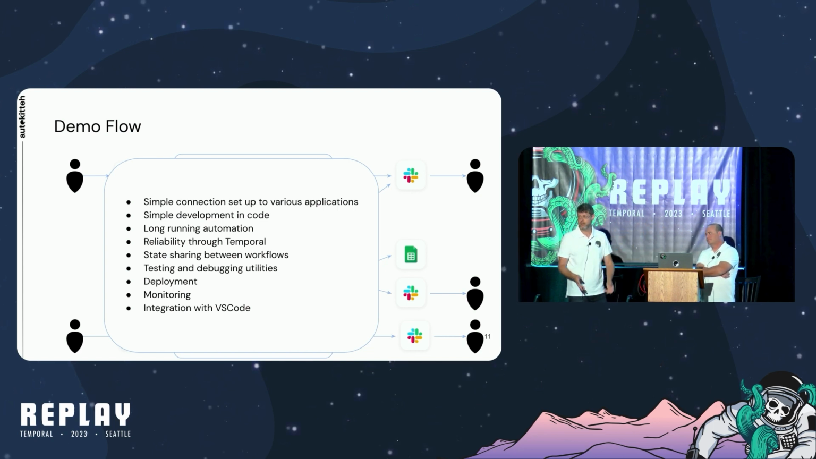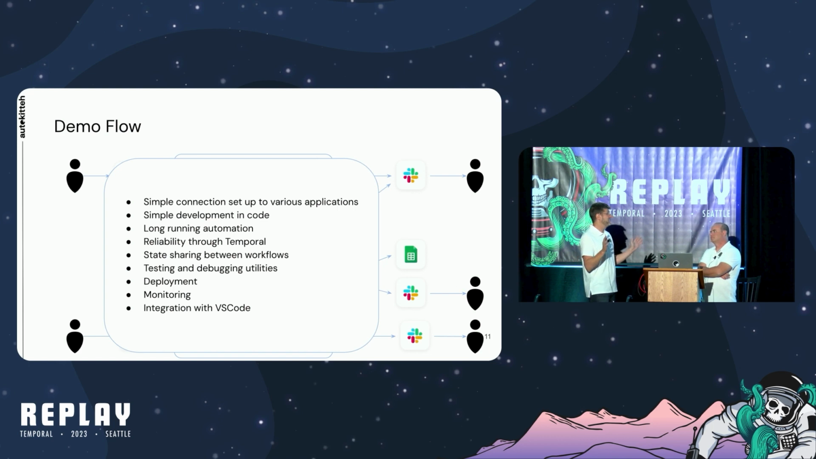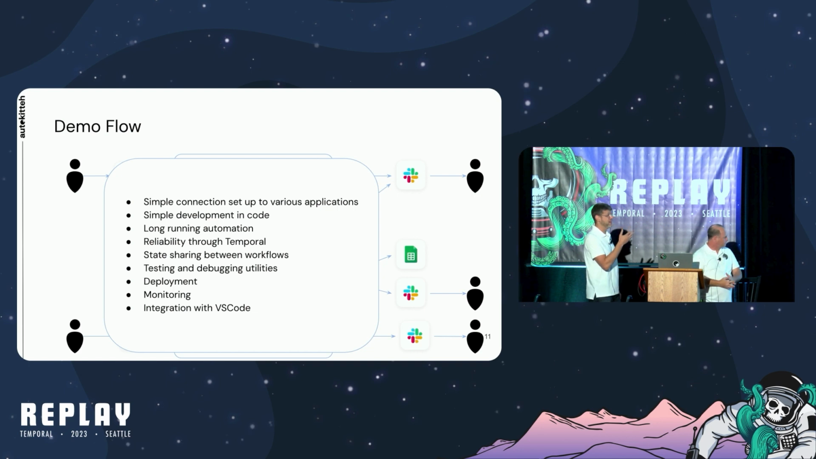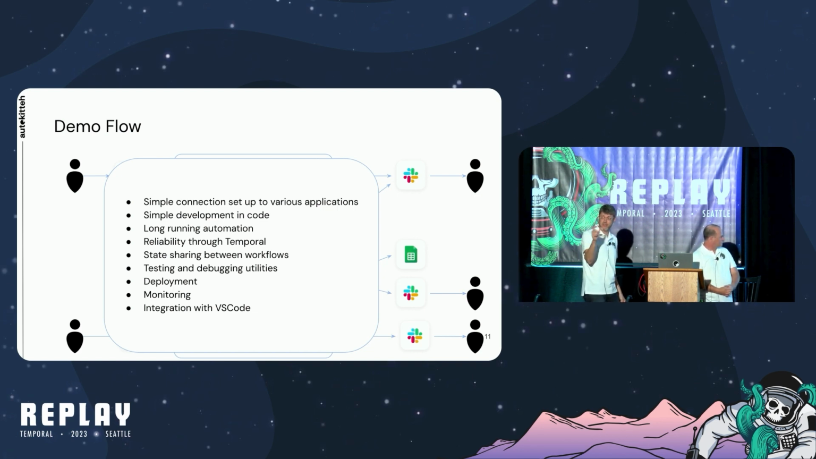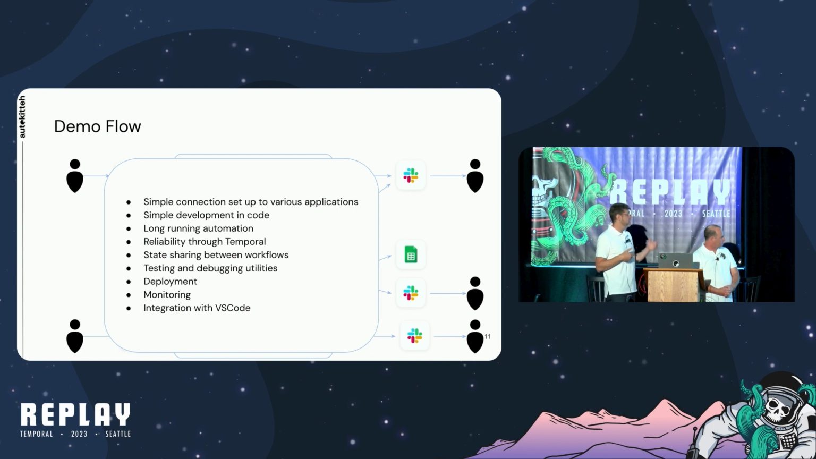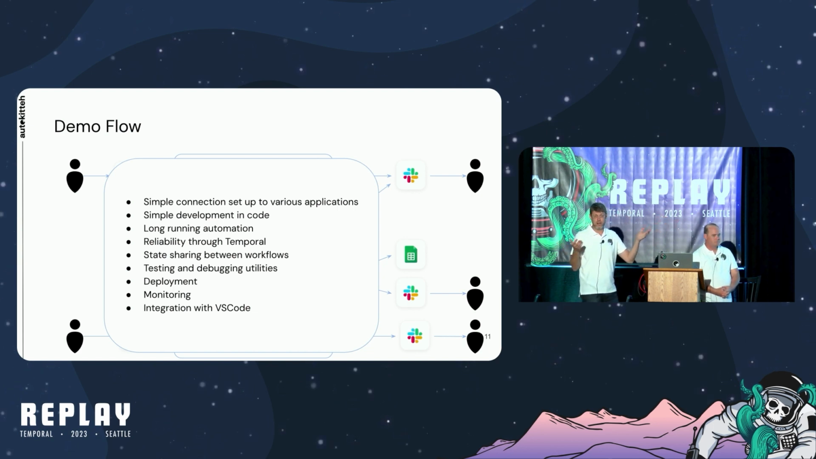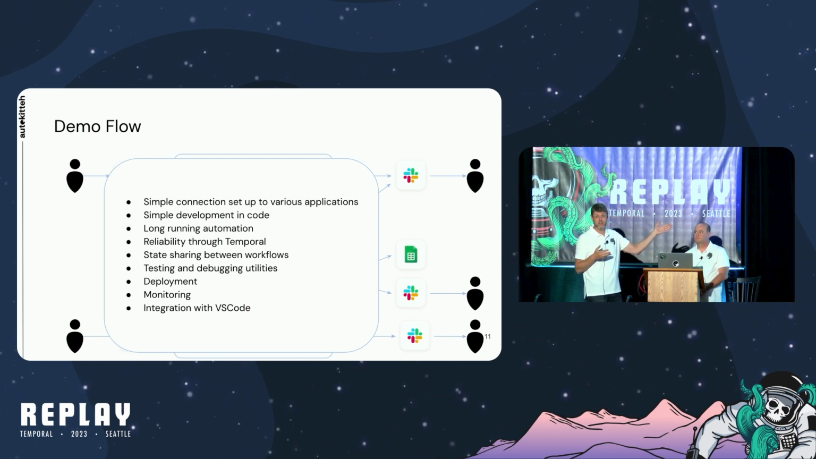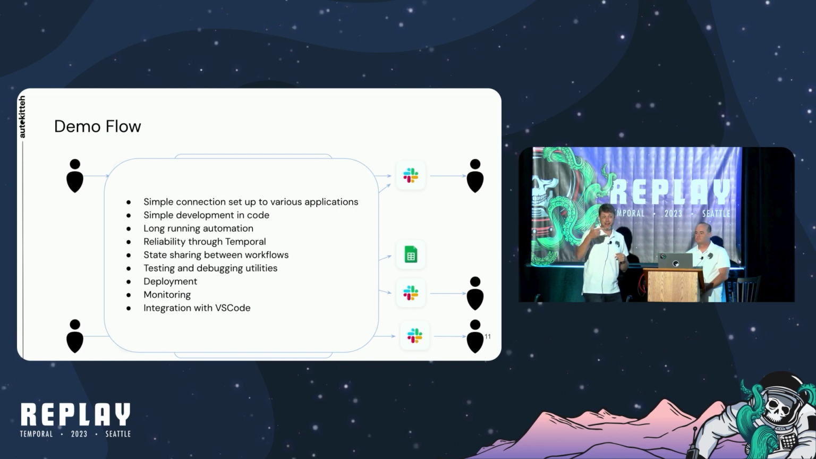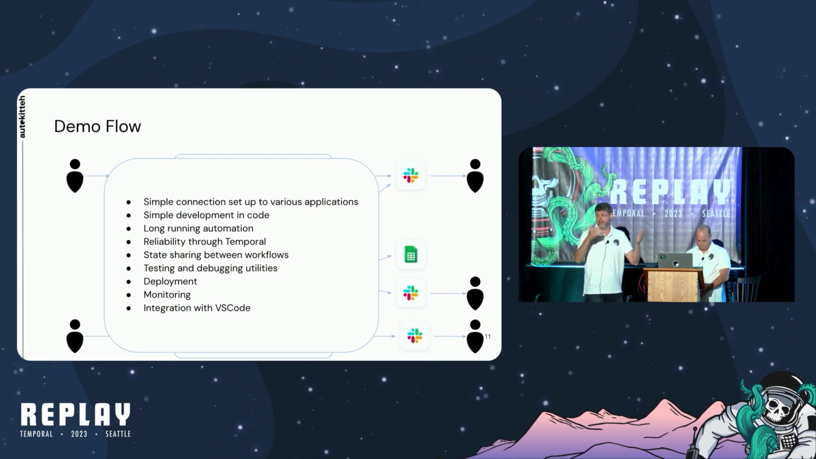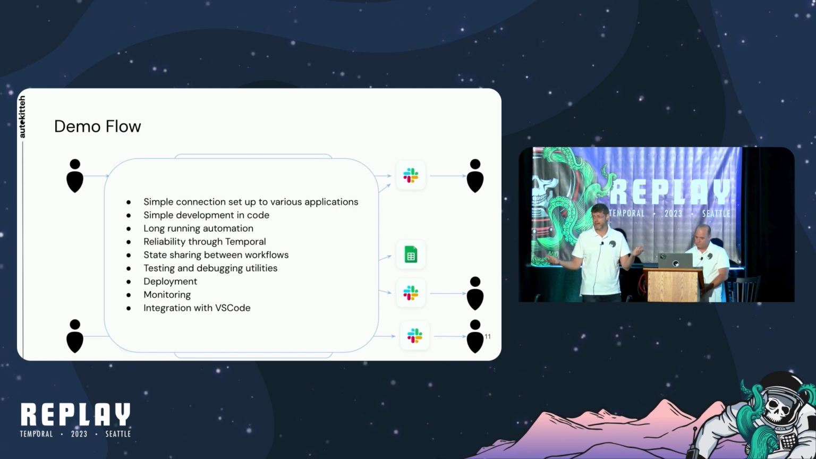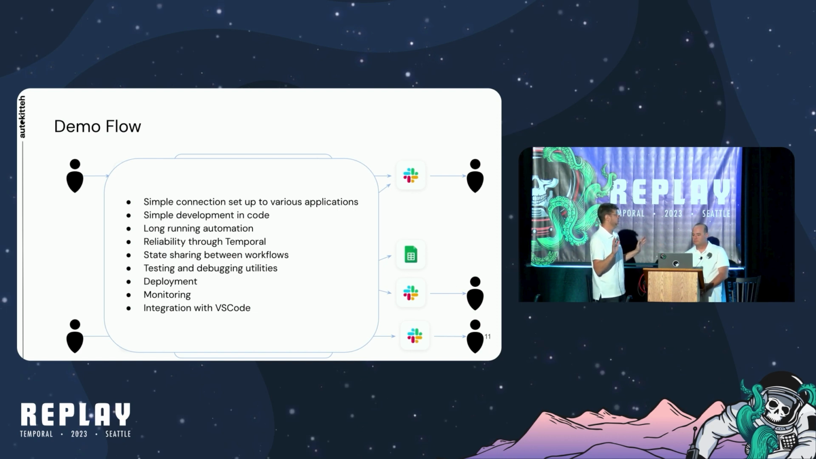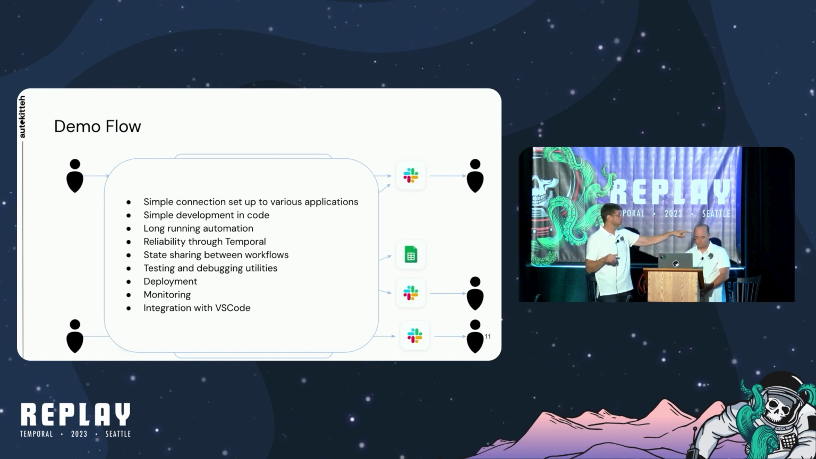You just deploy the server and put things on it, and that's it. We showed you how we can simply create a connection with Google: just take the authentication, put it in, we're done. Simple development in code, not too much hassle. We showed you long-running automations with sleep and while loops, and we can do it with for loops and if-thens. It's versatile. You can do whatever you like, unlike many other no-code or low-code automation platforms, which have their limitations. We showed you state sharing between workflows.